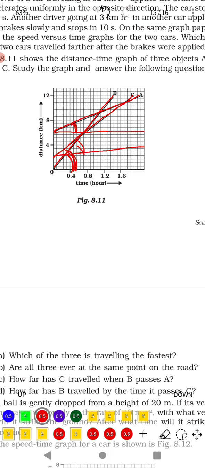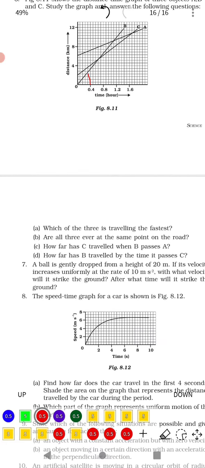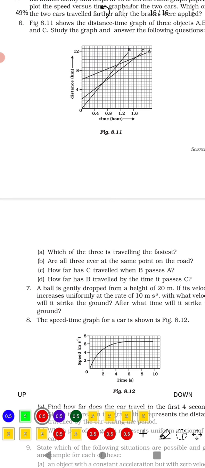So if this is the maximum angle, which object is making the maximum angle? Object B. And if it is making the maximum angle, that means it is the fastest one, or its speed is the maximum. So the angle gives us the speed. Remember that? So the answer for question number A will be object B. And if you are asked to give a reason, you will say that since the slope of graph B is more, maximum. Slope means this angle. Slope is directly proportional to the angle.